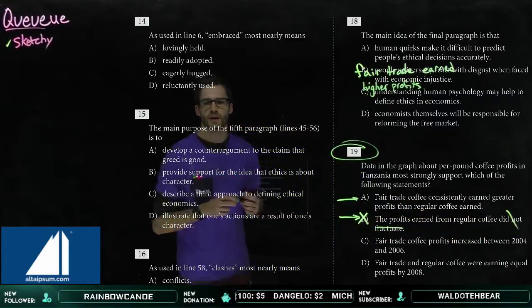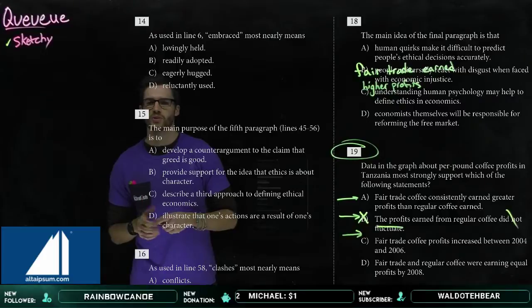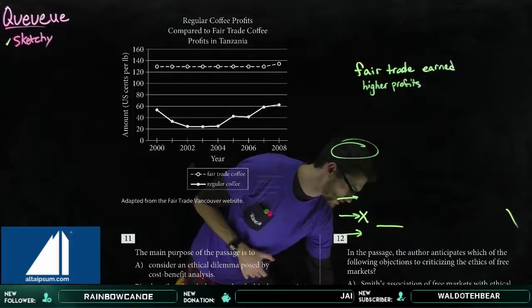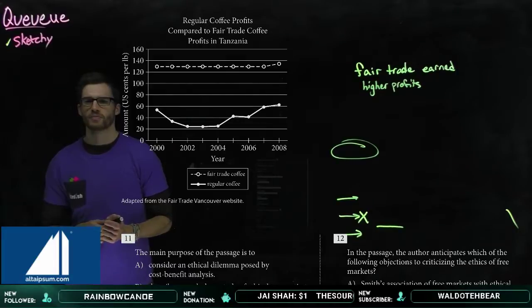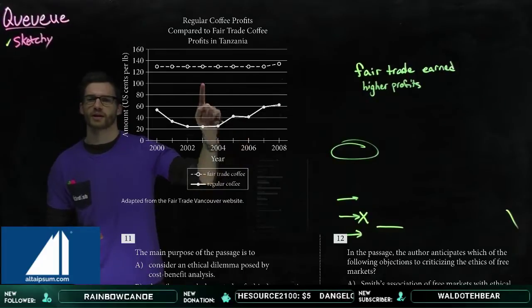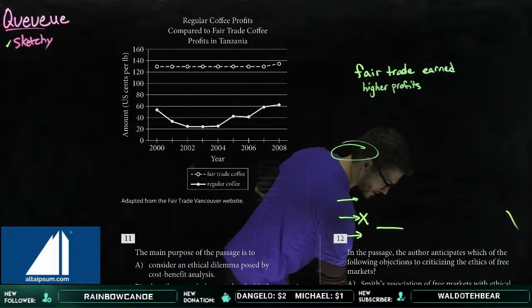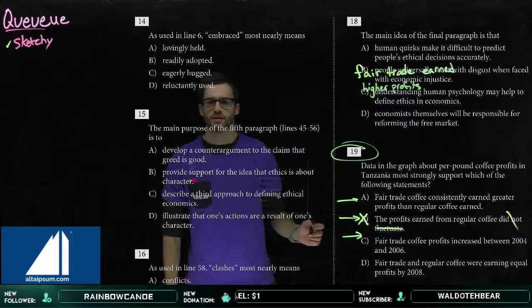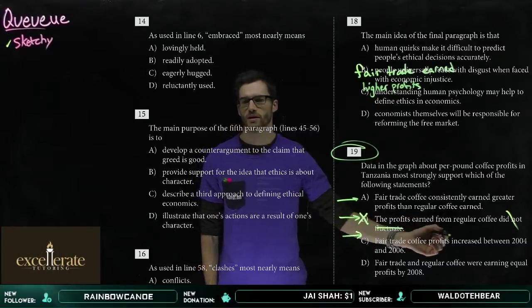Okay. C. Fair trade coffee profits increased between 2004 and 2006. So fair trade profits went up from 04 to 06. No. I actually took a second there because I was looking at this one, but that's not fair trade. Fair trade stayed very consistent. So I don't like that one because it's talking about the wrong type of coffee. So increased, no, they did not increase. So maybe we could cross out increased because we're looking at fair trade, so it did not increase.